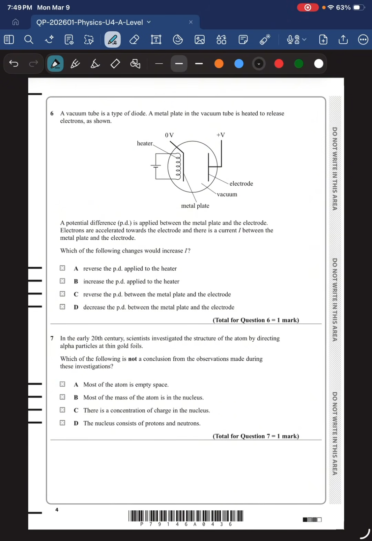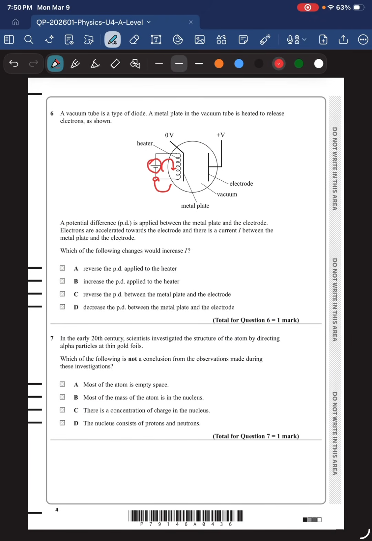A, reverse the potential difference applied to the heater. It wouldn't matter because it could still heat it. So with this setup, current in the heater, by the way, never confuse this potential difference that heats the filament and this potential difference that accelerates electrons once they are emitted from the filament, okay? So if we reverse the current, nothing is going to change.